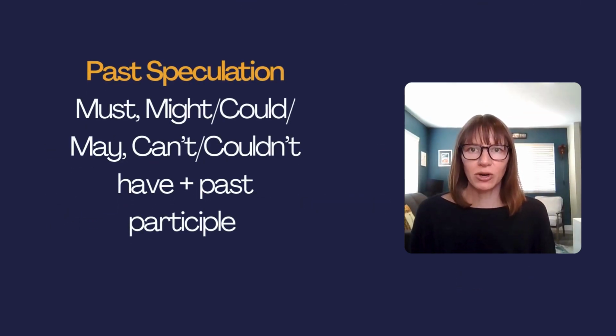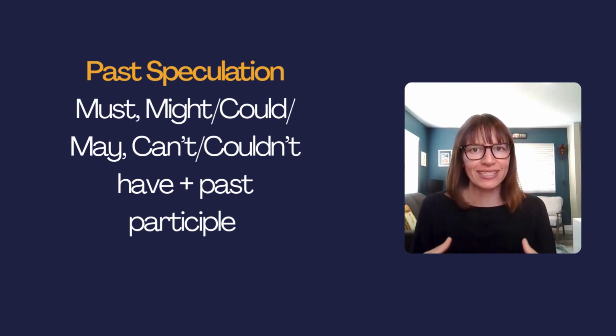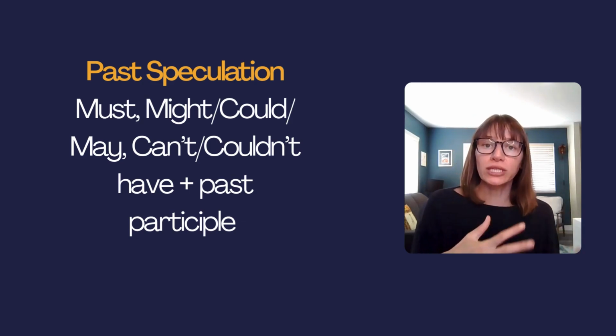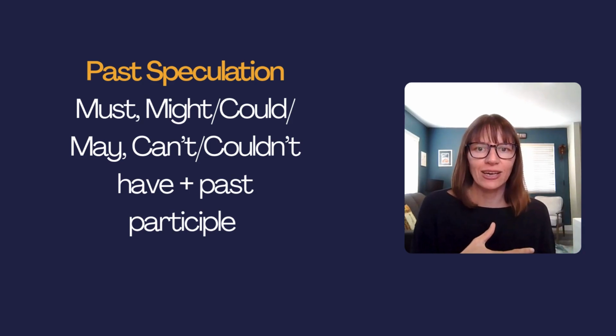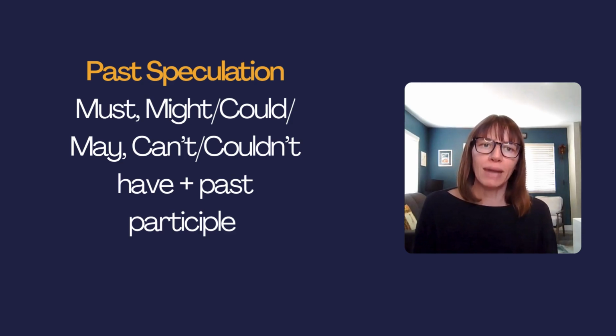We just looked at modals having to do with present speculation. So thinking about actions that are currently happening in the present tense. Now let's look at the past. And to speculate about things that happened or didn't happen in the past, we use the modal plus have plus the past participle. Some of these modals are must have, might, could, may have, can't, couldn't have.